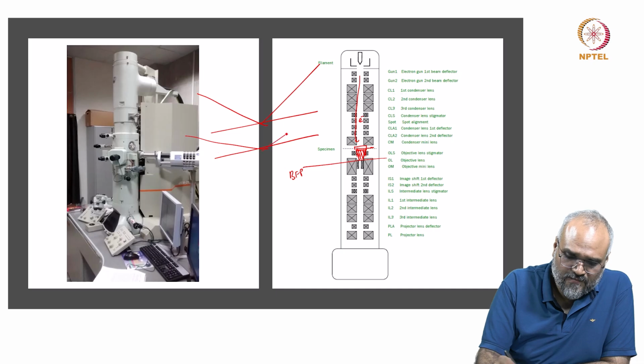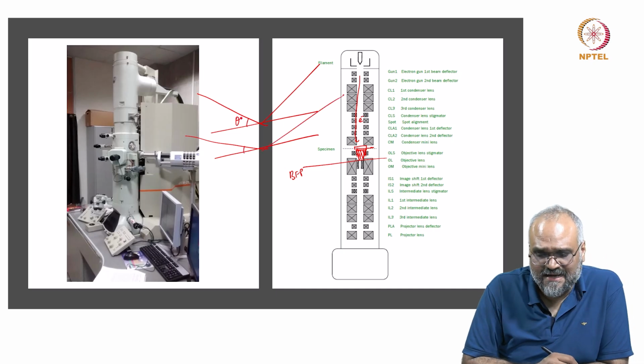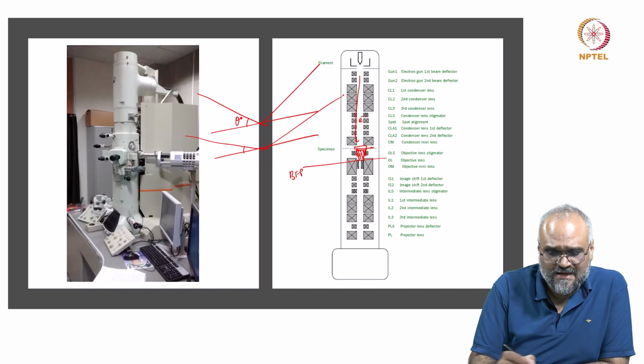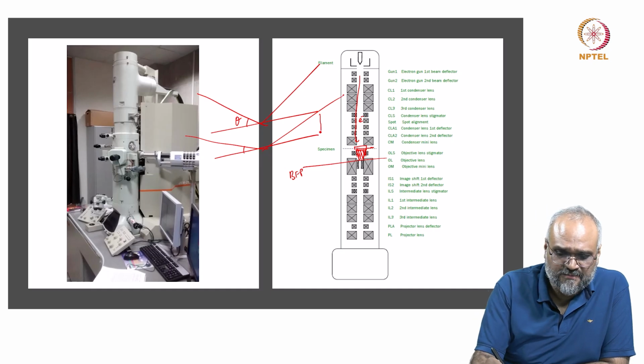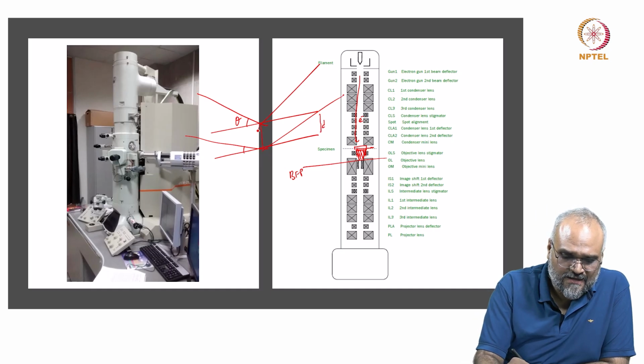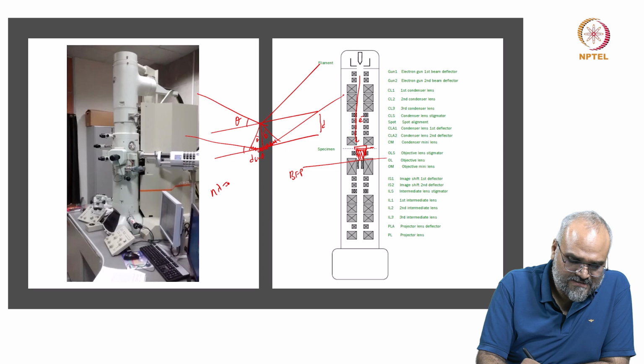I have significant angles of scatter here, and if these are two planes of atoms separated by a distance d, I know that my path difference is this little value here. So if this is d, this becomes d sine theta times 2. So from here we know n lambda is 2d sine theta.